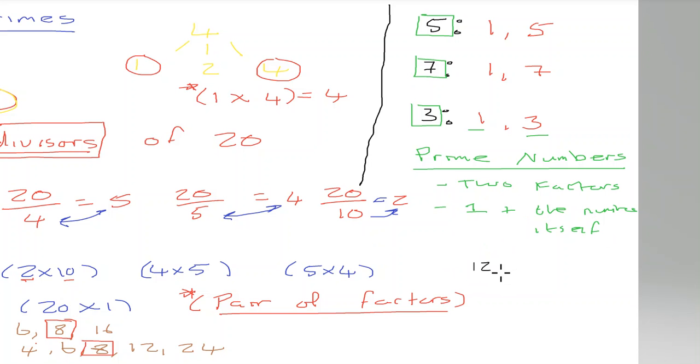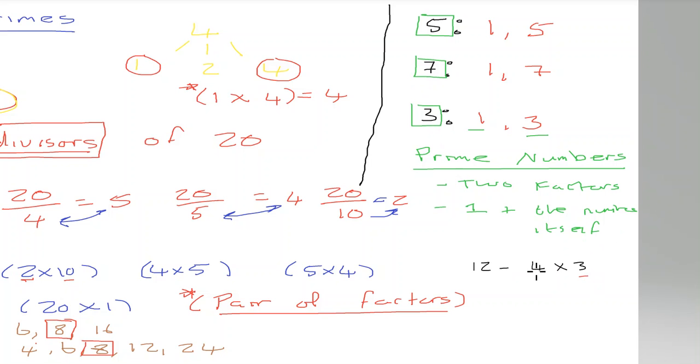So what are some of the factors of 12? What are some of the prime factors, numbers that are prime numbers but are also factors of 12? One of the factor pairs of 12 is 4 multiplied by 3. We see here that 3 is a prime number, so the only factors of 3 are 1 and itself.